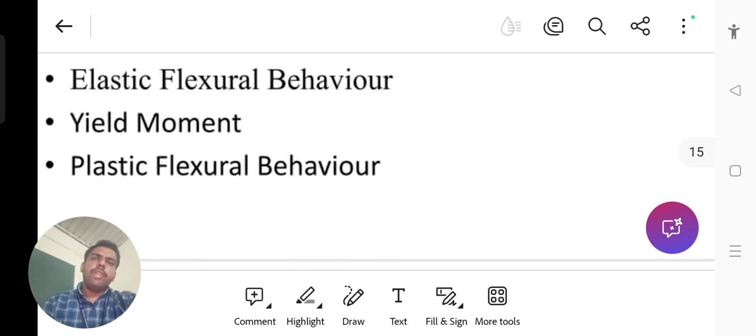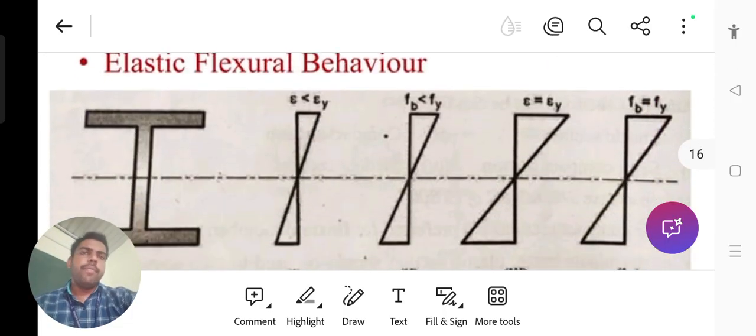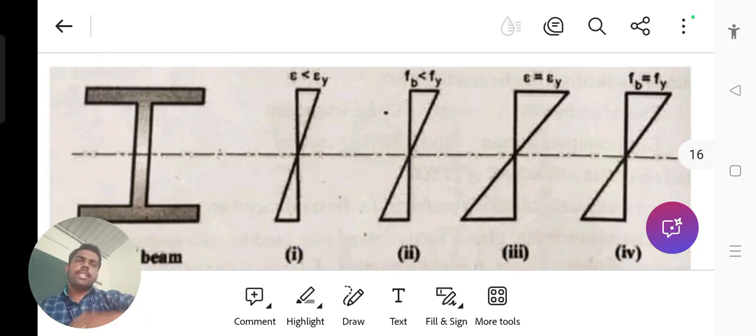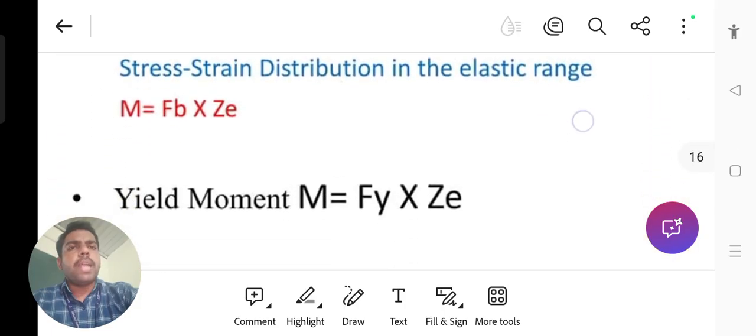Here we have two important terms to discuss, that is the plastic nature and the elastic nature. Here, the total elastic nature should be converted into plastic nature. See here, first of all we have to take the I section. The stress diagram will be developed like this only. The first figure shows the elastic behavior, and last we come to the plastic behavior.